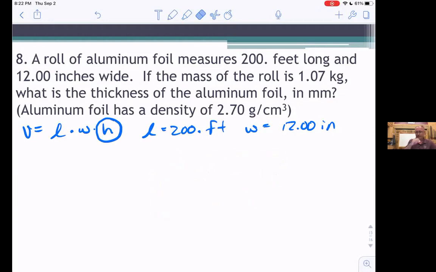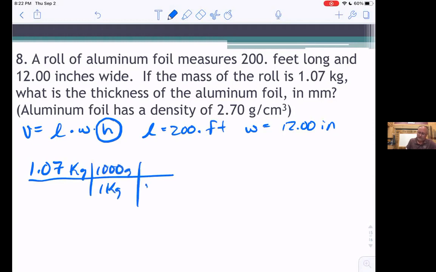I'm going to go solve for whatever the volume is. So density is mass divided by volume, but I can use dimensional analysis to do this as well. So what I'm given is 1.07 kilograms. And then 1 kilogram is 1,000 grams. And then I can use my density, my 2.70 grams is 1 centimeter cubed.